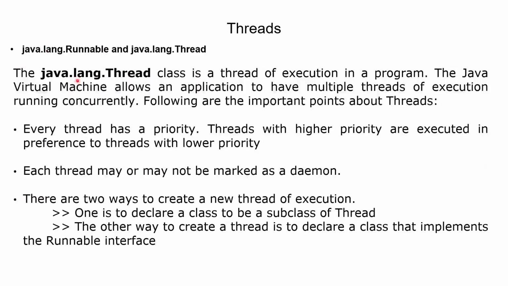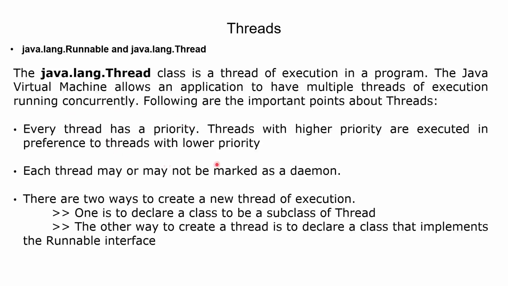So let's take a look at the runnable package and the thread package. The thread package class is a thread of execution in a program. The Java virtual machine allows an application to have multiple threads of execution running concurrently, and we can see that because we do multitasking in computing. We can start up several instances of Word, we can start up several instances of Notepad. Those are examples of applications, the same applications, each running on their own thread.